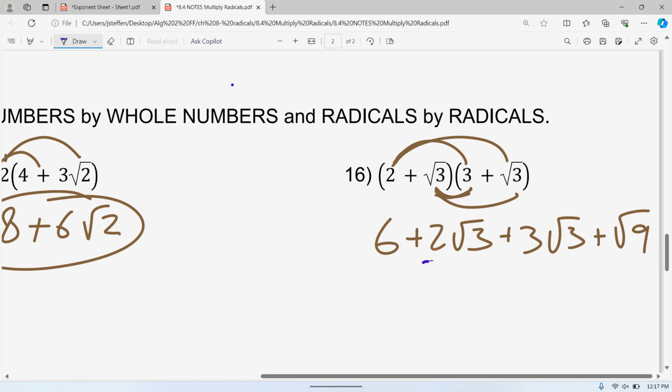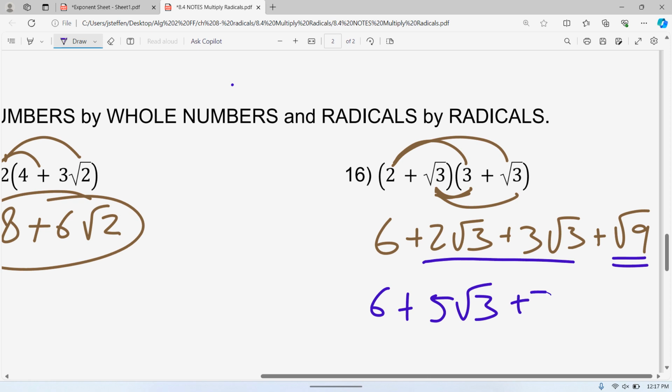So 2 root 3 plus 3 root 3, and again, now is where we're doing adding and subtracting like we just did in the last lesson. Since the radicals are the same, we can combine those. So that is 5 root 3. The square root of 9 reduces down to just 3. The square root of 9 is 3.